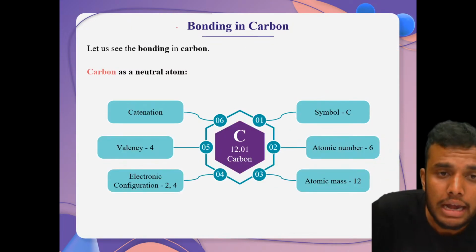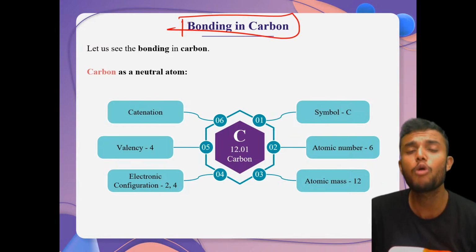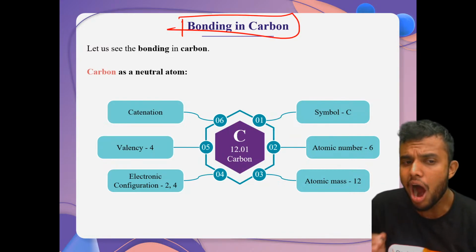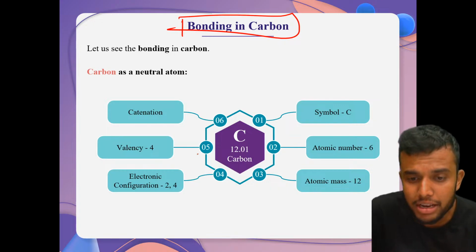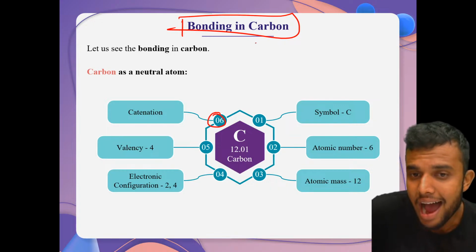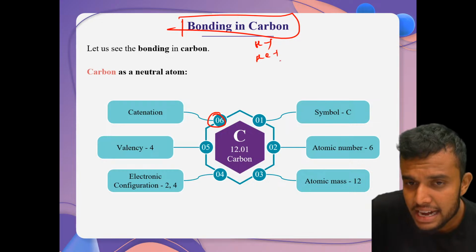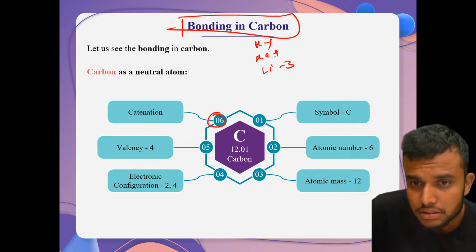Next, move on to bonding. Bonding is nothing but how a bond is formed. What is the atomic number of carbon? The atomic number of carbon is 6. Hydrogen first, helium second, lithium third.